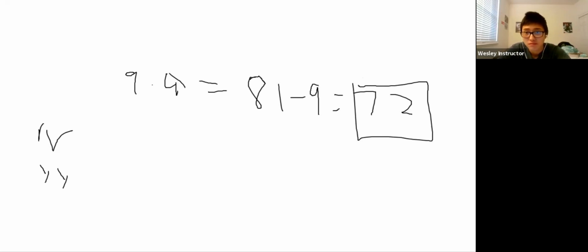All right, and how many ways can 5 people stand in a line? So I have 5 people. For the first slot, I have 5 options total. But then I lose a person because this person is filling up the space. So 5 minus 1 is 4. I have 4 options for the next space.